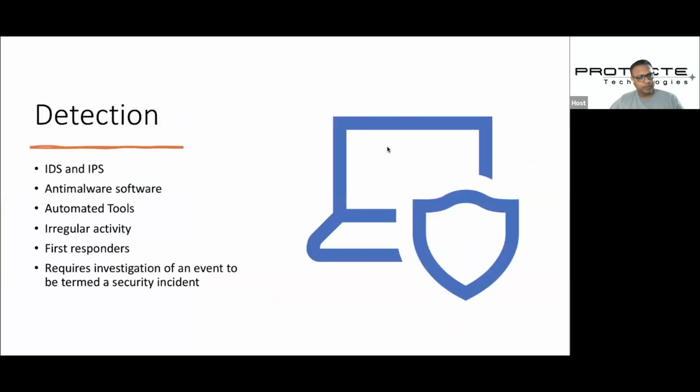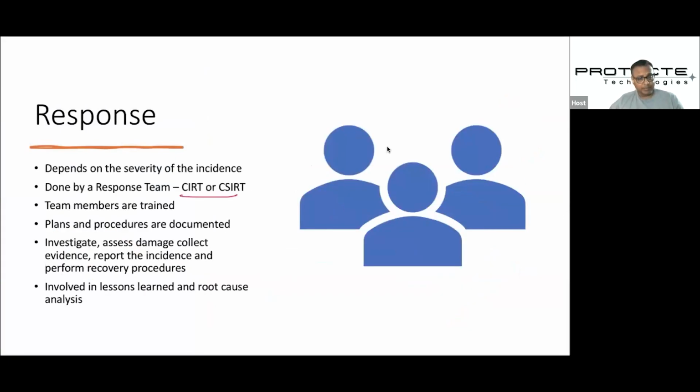For detection, we use multiple tools: IDS, IPS, anti-malware solutions. Generally, first responders use the detection tools. Then there is a response team, which is separate. It might be the same detection and response team, but the response team is trained to respond to a given situation. They can investigate the matter, collect evidence, and find what happened and what caused the problem. This is generally carried out by the computer incident response team or computer security incident response team.